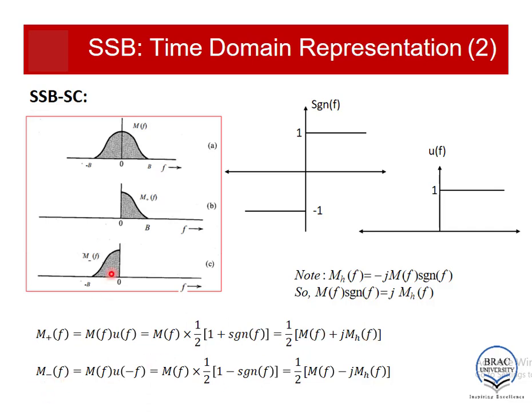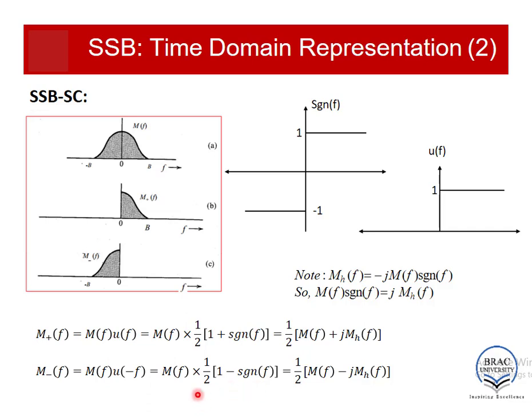To get M minus F, we have to multiply MF with the reflected version of UF, that is U minus F. We can similarly derive U minus F from SGN F. I would encourage you to derive U minus F from SGN F, but I have already written it there. So M minus F will be MF multiplied by half of 1 minus SGN F. I highly encourage you to determine how U minus F is 1 minus SGN F. It is very easy, try it on your own.